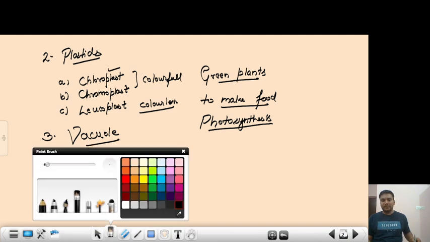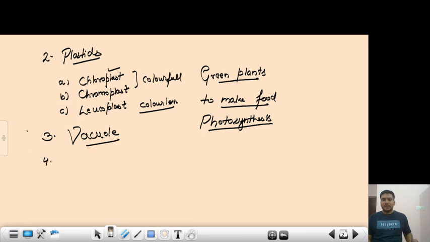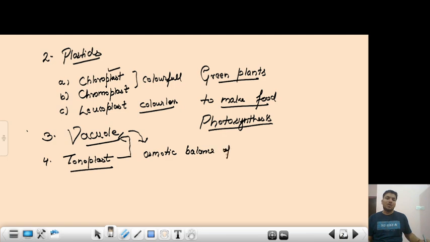Now coming to the other difference, that is a layer called the tonoplast. Tonoplast is found in the case of plant cells because tonoplast is the outer covering of a vacuole, and the function of the vacuole is to maintain the osmotic balance of the plant cell.